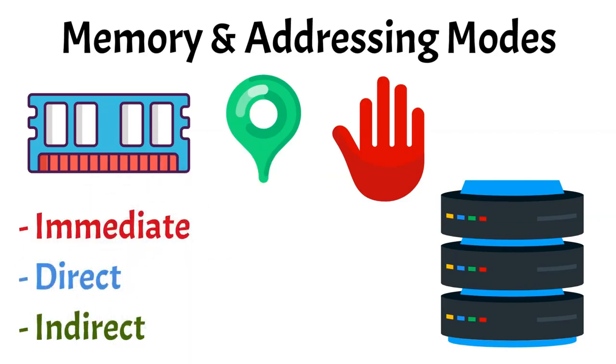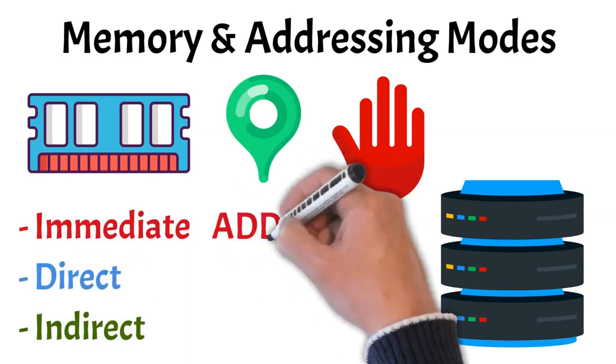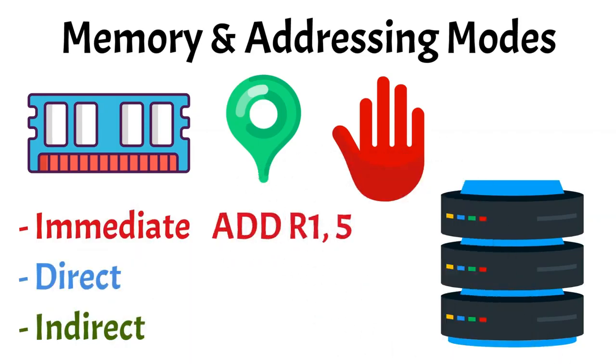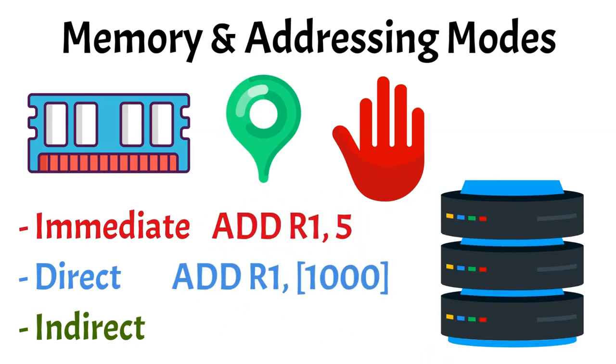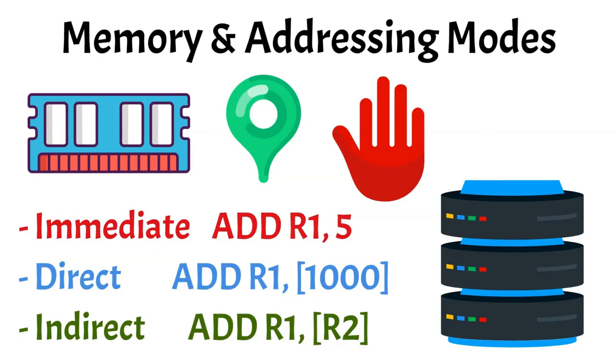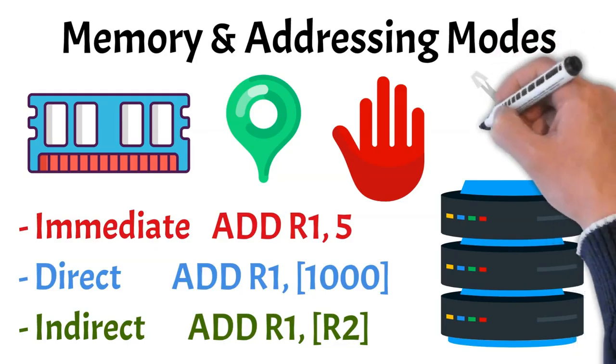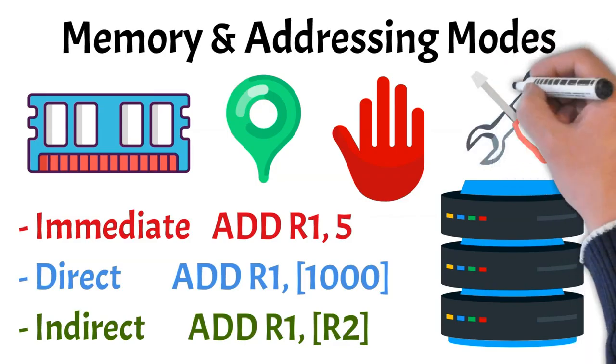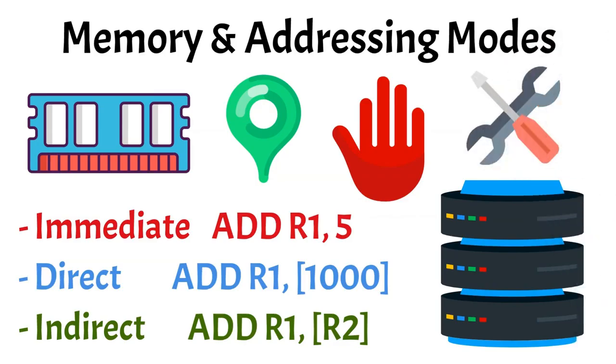For example, in immediate addressing, you might use an instruction like add R1, 5, which adds the value 5 directly to register R1. In direct addressing, the instruction could be add R1, [1000], where 1000 is the memory address containing the value to be added to R1. Lastly, in indirect addressing, you might see add R1, [R2], where register R2 holds the address of the value to be added to R1. This demonstrates how addressing modes help us efficiently access and manage data in memory while programming.